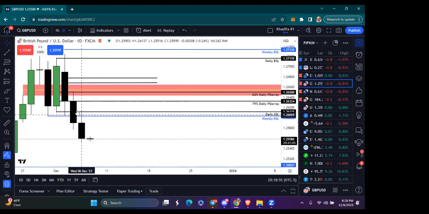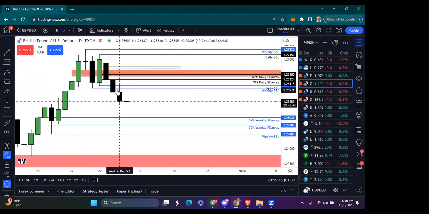Same thing for pound. Same thing for pound. Bias flip to bearish once we seen the daily sell side and weekly sell side liquidity ran through aggressively and closed below. All right, we got that yesterday. And price in the market was bearish today for the pound.